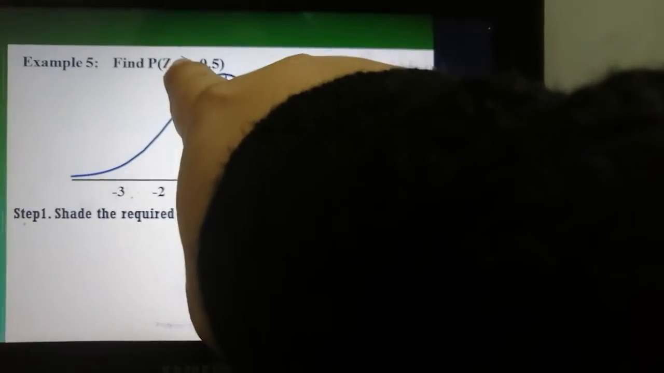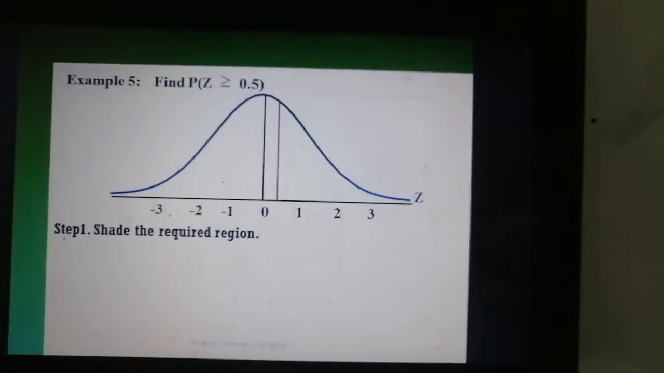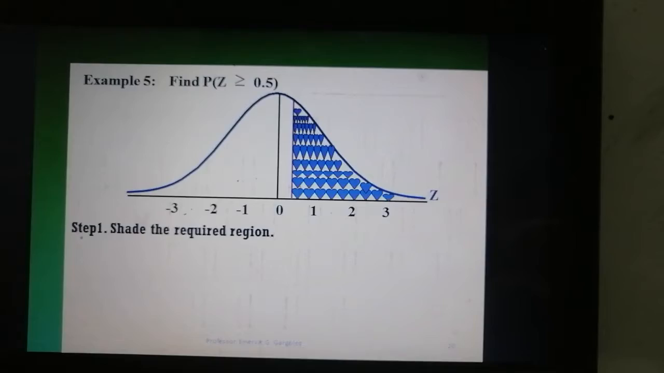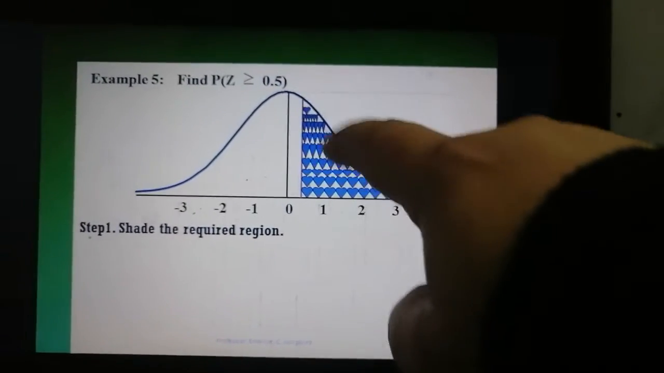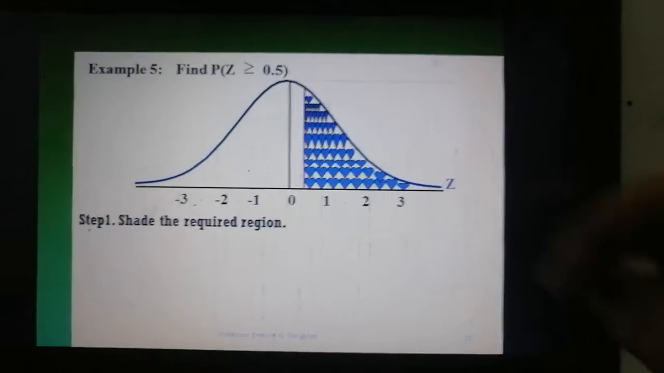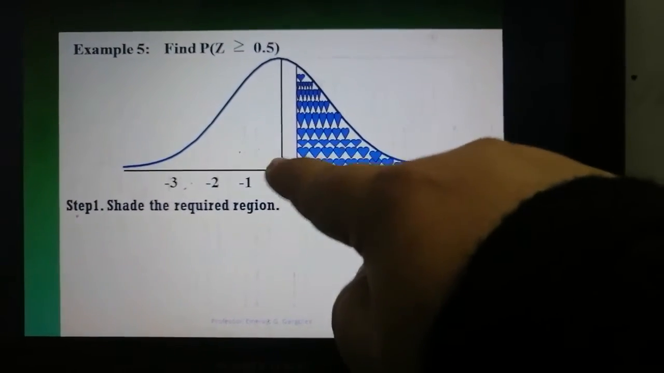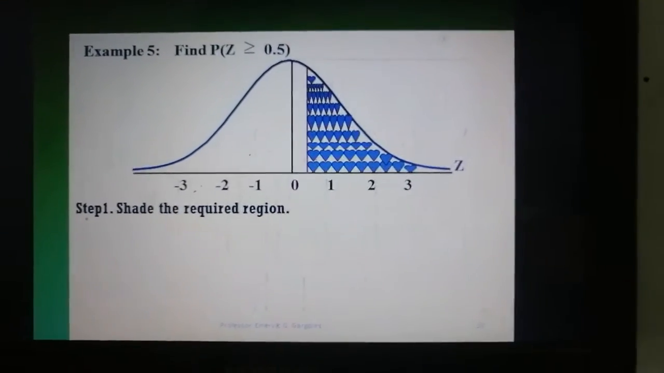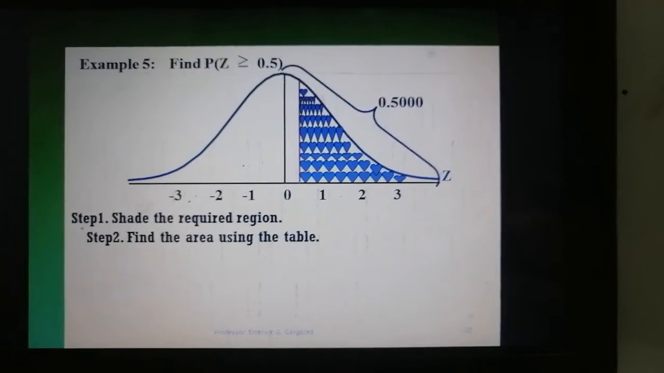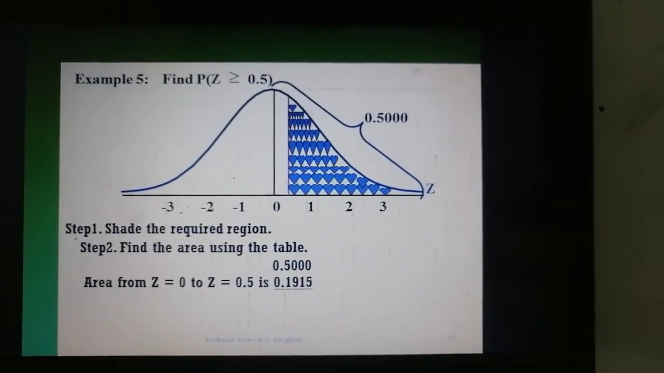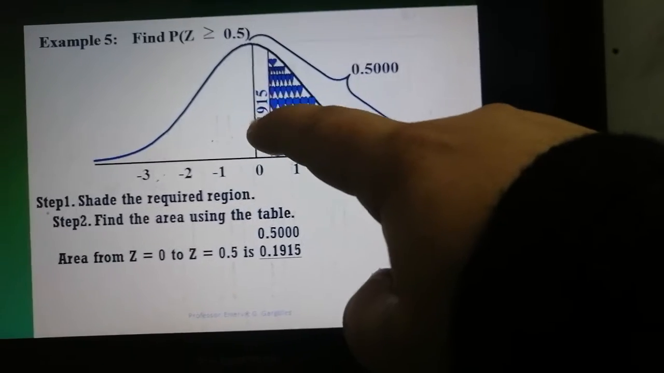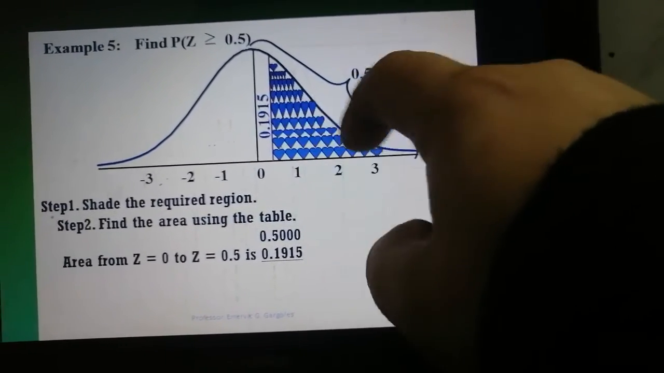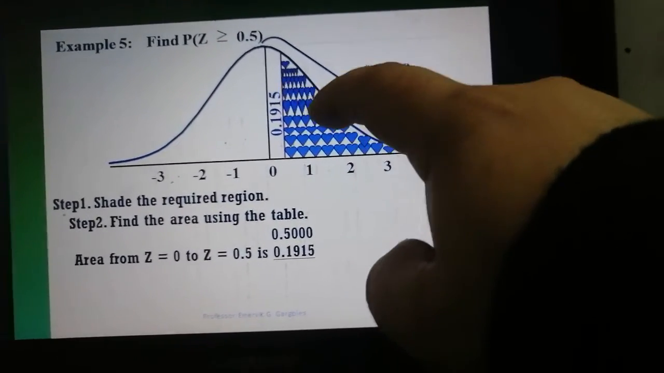Right. Again, that's the technique, no? It points out to the right, so you shade everything to the right. But the problem again is, this is not the area that the table will give us. The table will only give us from 0 to 0.5. And a while ago, we had that. That is 0.1915. And this is not the area that we need, but the other one. So what do we need to do?